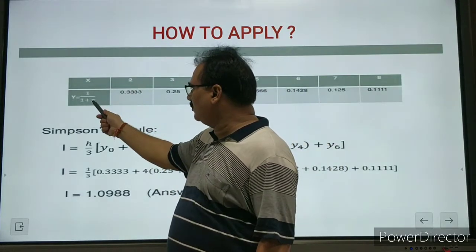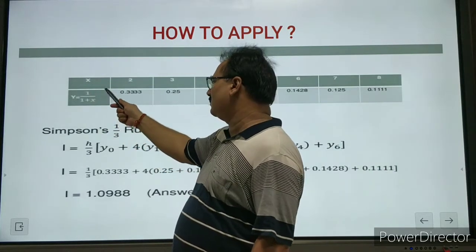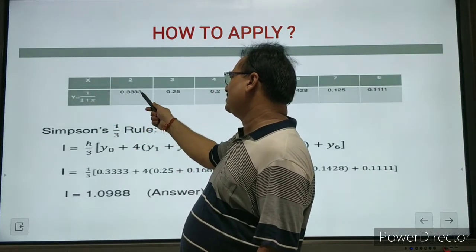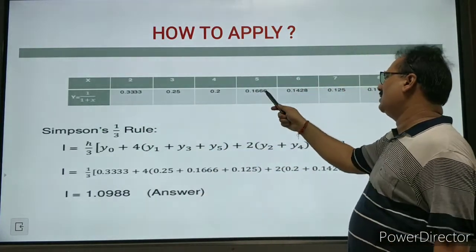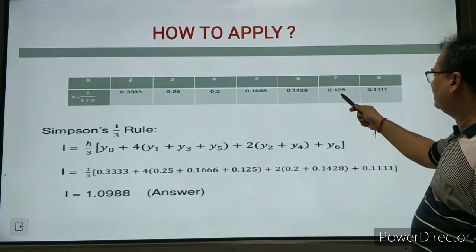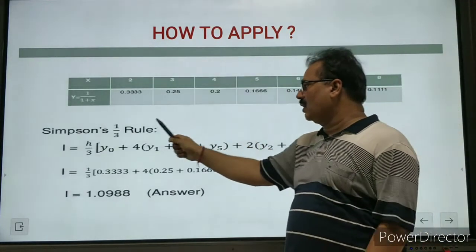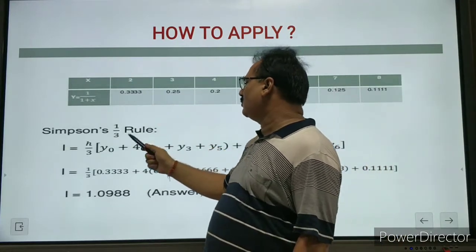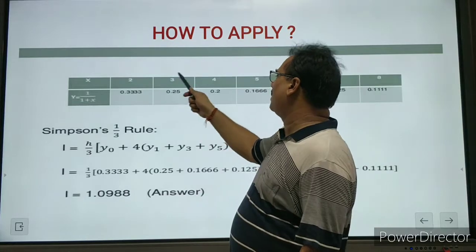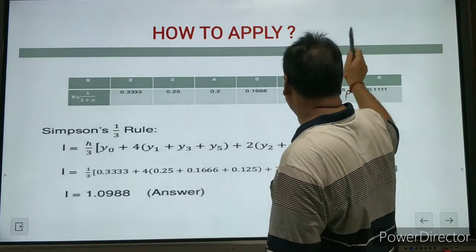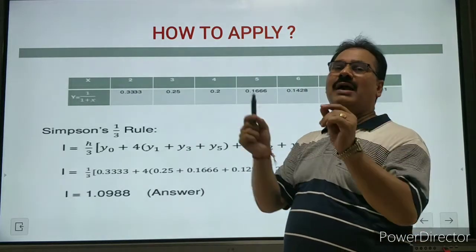After putting the value here, x equal to 2, so 1 by 1 plus 2, that is 1 by 3, that is 0.3333. It is given here 0.25, 0.2, 0.1666, 0.1428, 0.125 and 0.1111. Now for Simpson's 1 by 3 rule, look at how many ordinates, that is how many values. So here 1, 2, 3, 4, 5, 6, 7. 7 values are there. It means we will go y0 to y6.